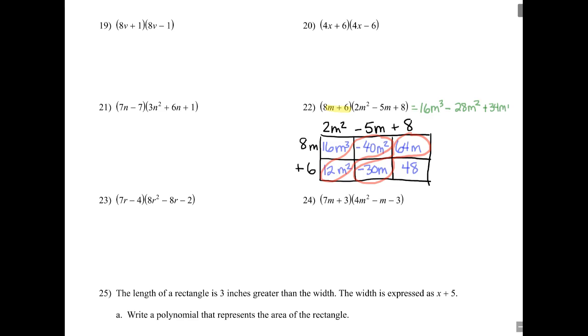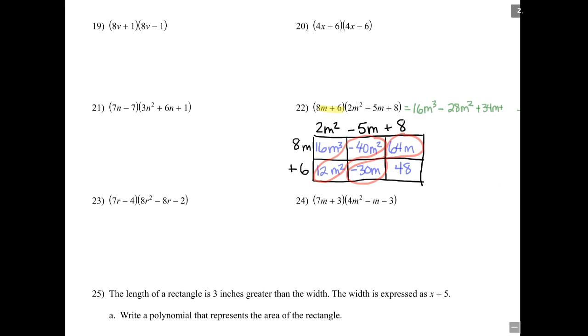I'm running out of room. And then it's going to be plus, you know what, I can just shift my image over here. Sorry guys. All right, let's see if I can grab this. There we go. See, the magic of video. All right, so plus 48. And that's my final answer right here.